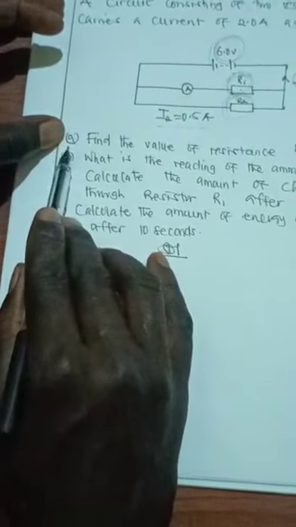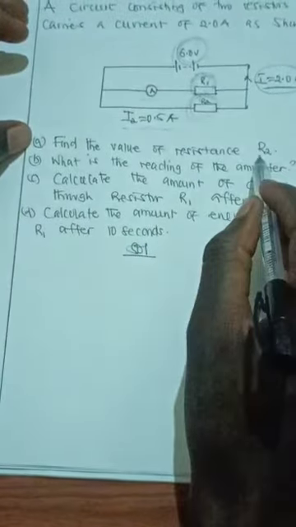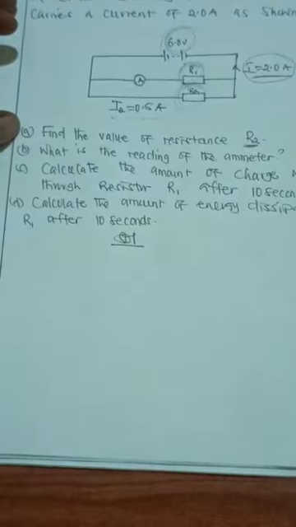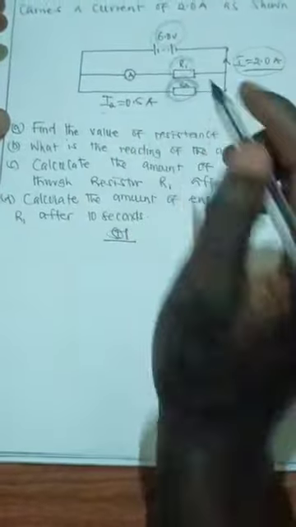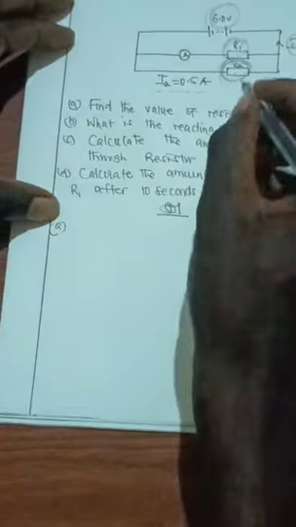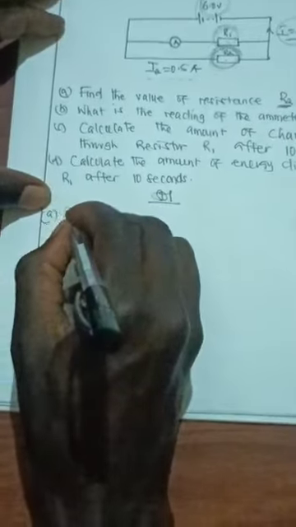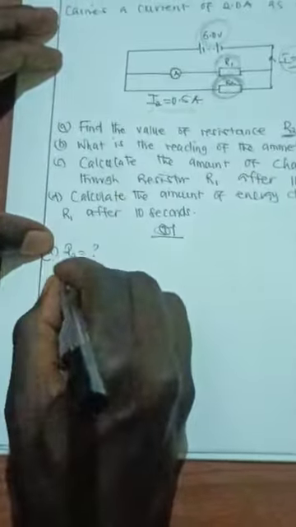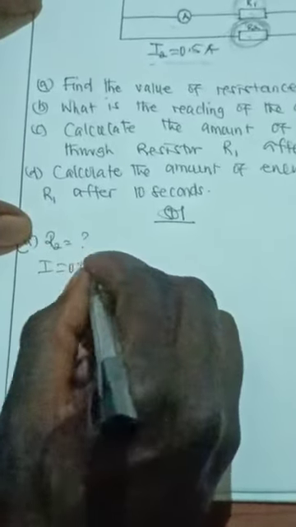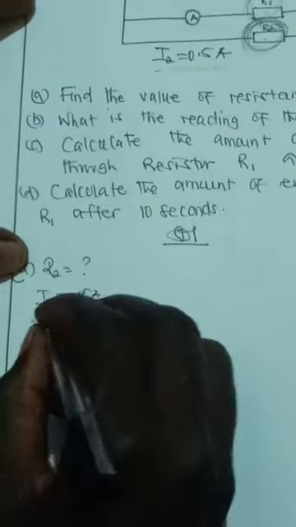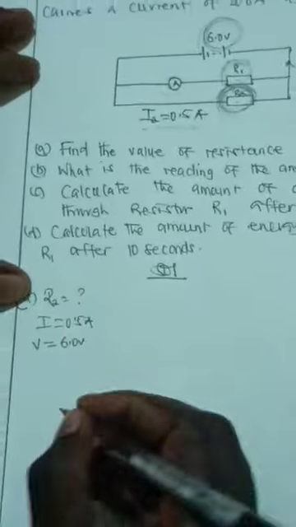The first question reads, find the value of resistance in R2. We want to find the resistance in R2, which we don't know, and we know the current flowing, which is 0.5 amps, and the voltage across R2 is 6.0. So the voltage there is 6.0 volts.